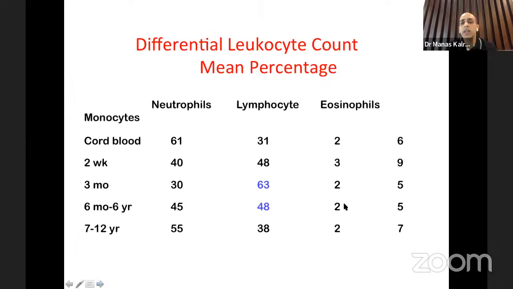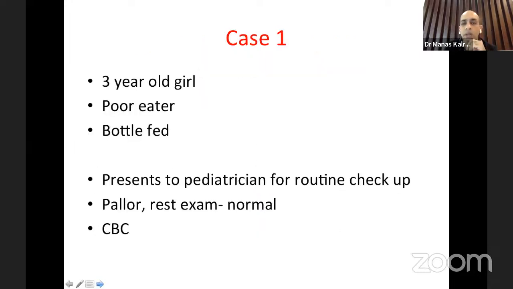A similar thing happens with lymphocyte counts, because younger children can have a lymphocytic response, which is normal. This should not be confused with a very alarming disease. If we have the knowledge of how these things change with age, it can help us interpret the CBC appropriately. So I'll take you through cases and through all the parameters in CBC.